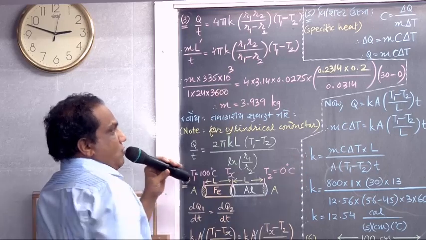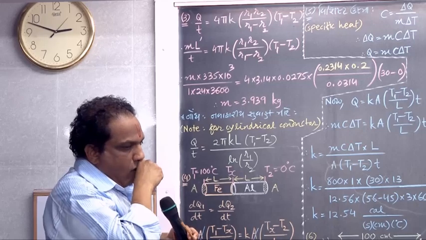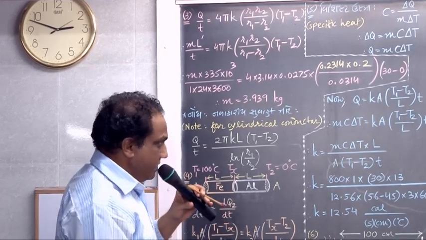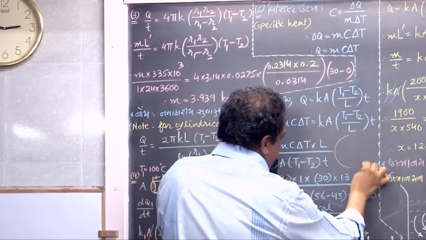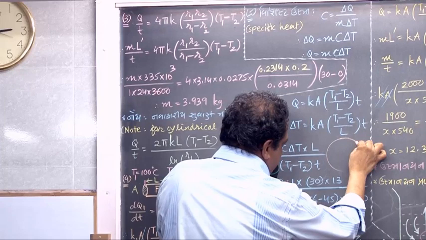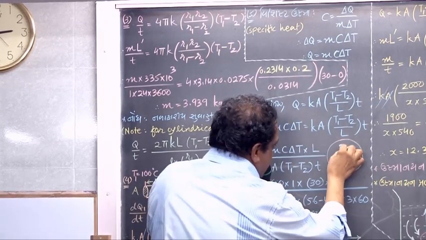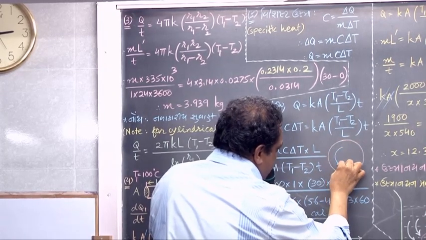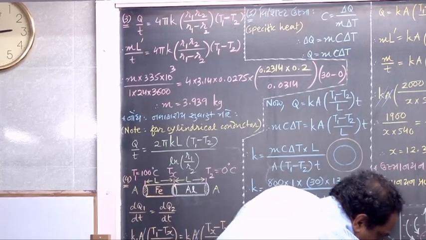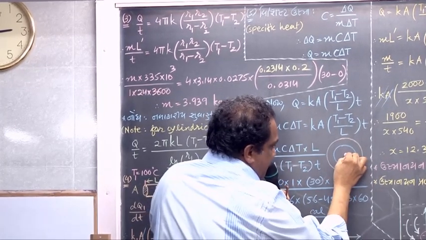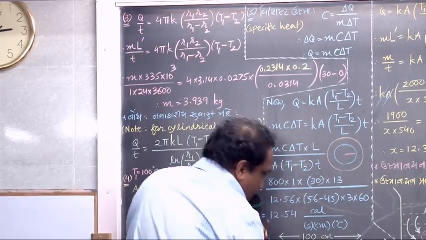What about R1, the outer radius? What is the inner radius? 20 centimeter. Correct. Look here, this is the spherical shell. This is the inner surface, suppose. Now tell me, what is this inner radius? What is this inner radius? Then tell me what is this?